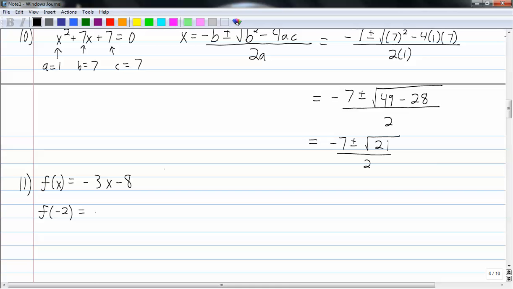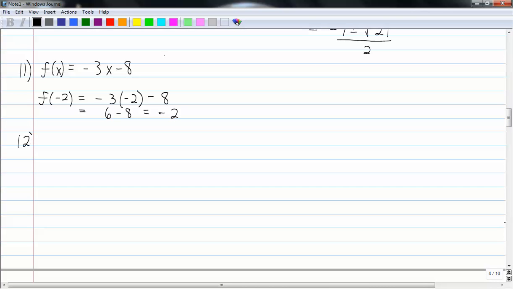All right, so negative 3. Now, there's an x here beside the negative 3, so when you plug it in, you're multiplying. So negative 3 times negative 2, and minus 8. Negative 3 times negative 2 is positive 6, minus 8. 6 minus 8 is negative 2. So when I plug in a negative 2, I get out a negative 2. Number 11 is B.